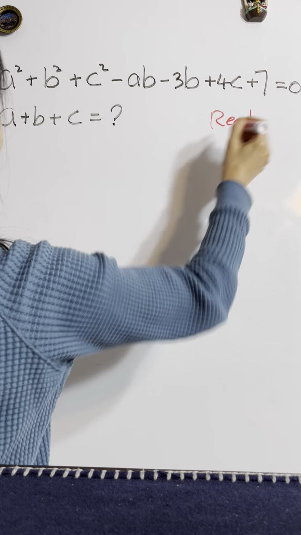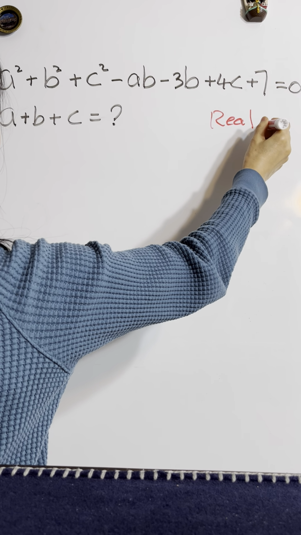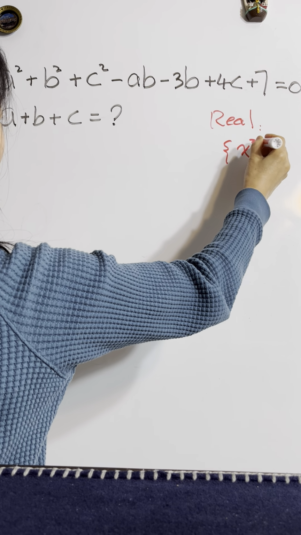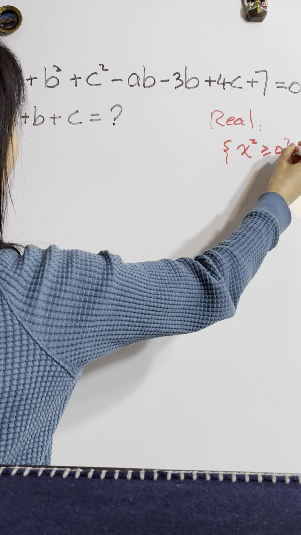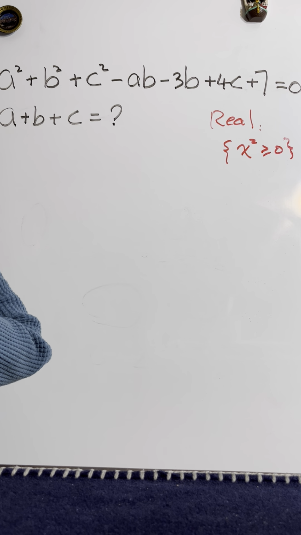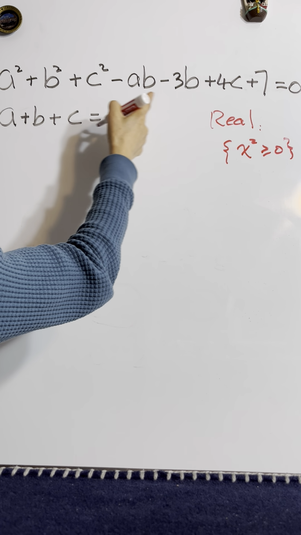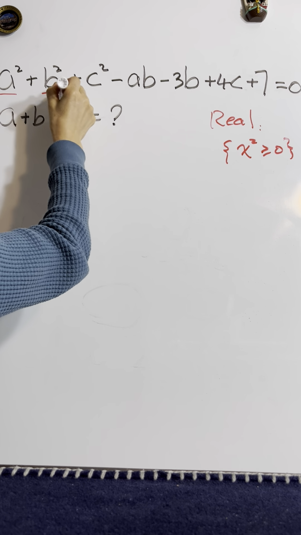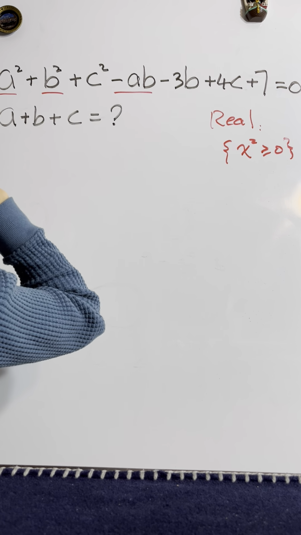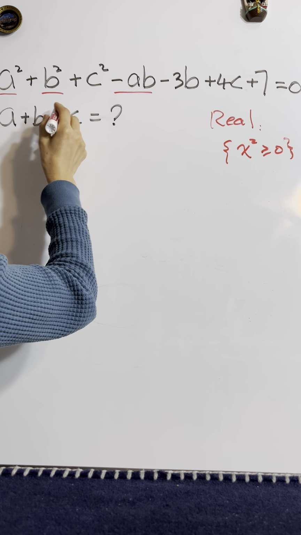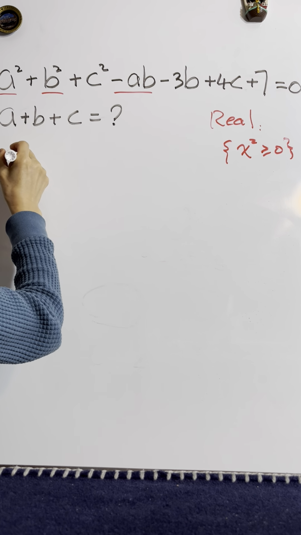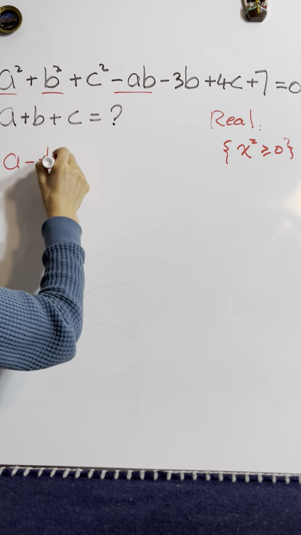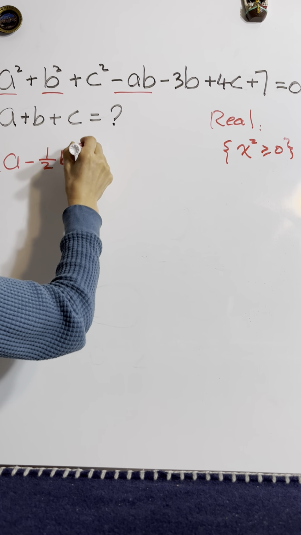So we want to solve for real solutions. For real numbers, the definition is if you square anything, it has to be non-negative. So we were thinking, can I make this some squares? I see a squared here, b squared here, minus ab. Maybe I can make a square out of this. So I'm making a minus half b squared.